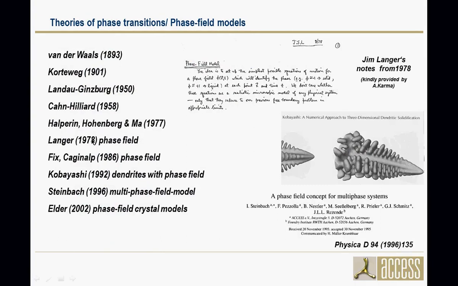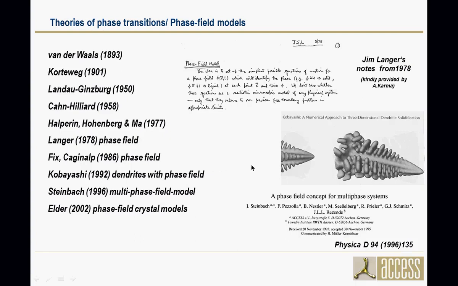And we became interested in the phase field method, which was first proposed by Jim Langer in 1978. This paper was never published, it is just private notes, but everybody accepts that this was probably the first formal mention of the phase field method. There was a publication on phase field in 1986, and we became interested in phase field modeling when Ryo Kobayashi in 1992 published a paper on simulating 3D dendrites using the phase field method.